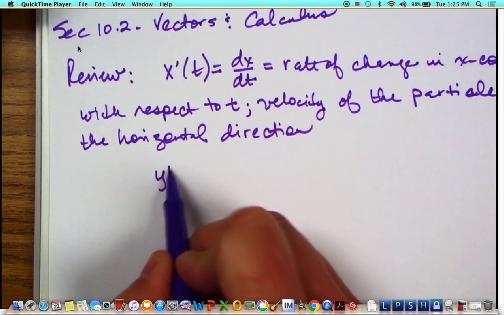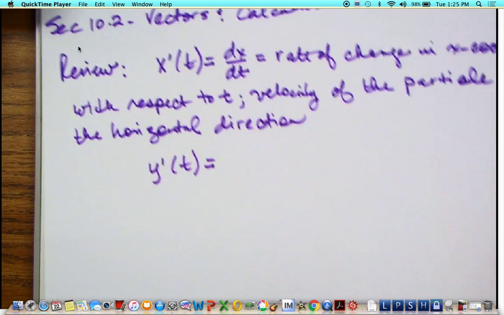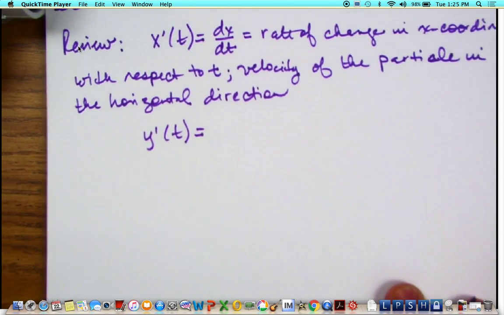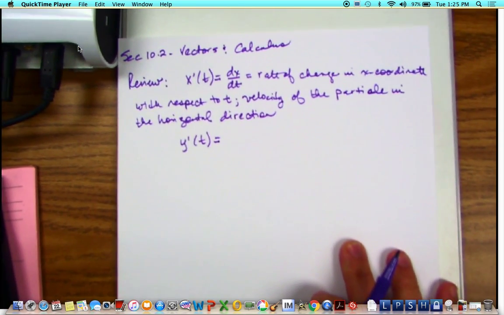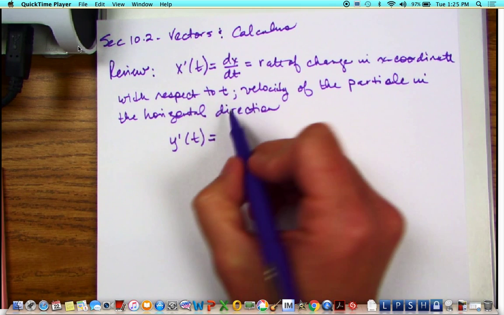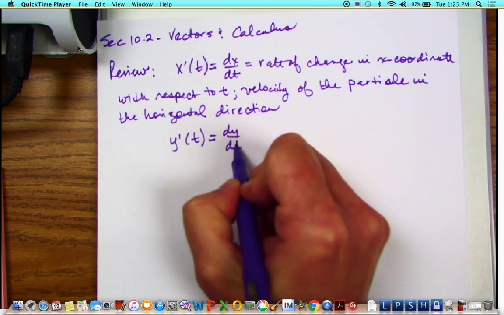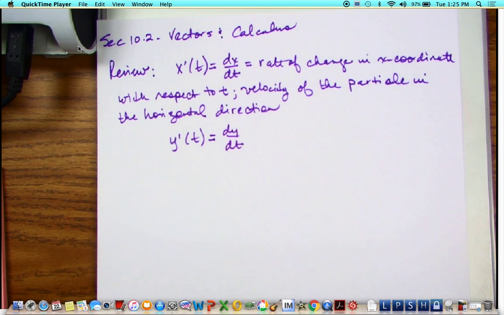Okay, and then similarly, y prime of t, we're basically just repeating. Another symbol for it would be dy/dt. By the way, the dx/dt and the dy/dt look very much like parametric, right? Okay, and oftentimes on the free response questions, you'll be asked a vector and a parametric question about the same problem, okay?